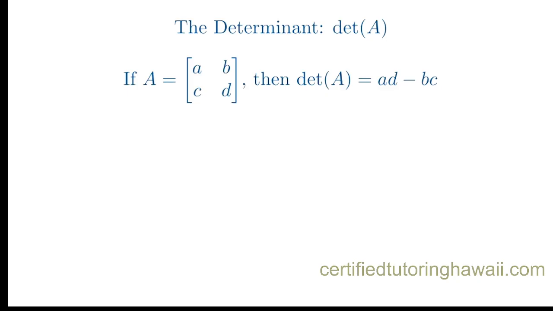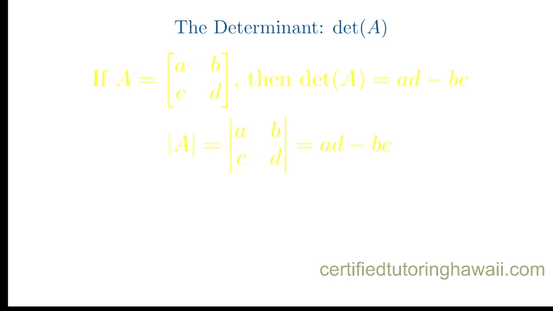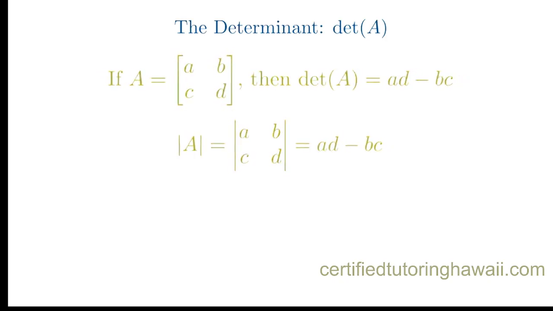A common notation for the determinant uses vertical bars around the matrix. So you might see it written like this. Vertical bars around the matrix indicate its determinant. So, the determinant of A equals ad minus bc. This number, ad minus bc, will tell us if an inverse exists. Take a moment to write this formula down. It's very important. Let's work through an example to calculate a determinant.